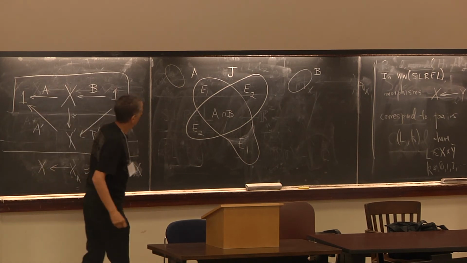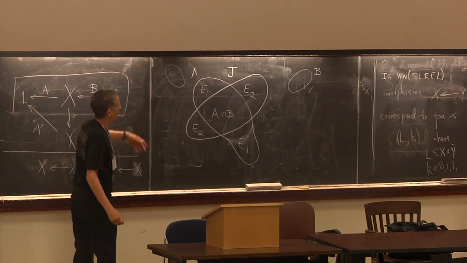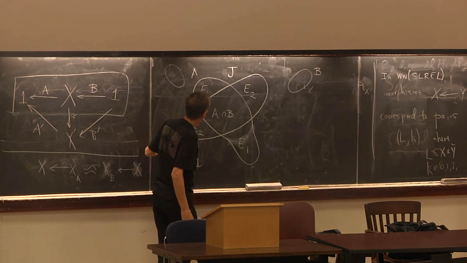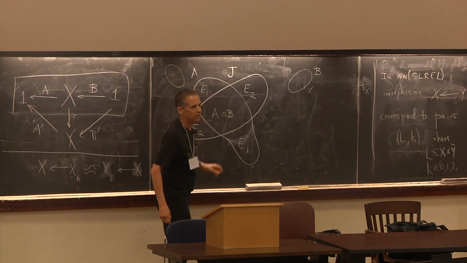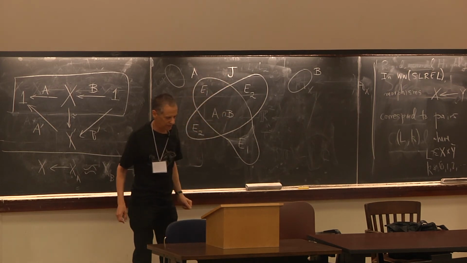But when it comes down to classifying in the WW land, the only things that remain are A intersect B and J, which are the defect and the excess.